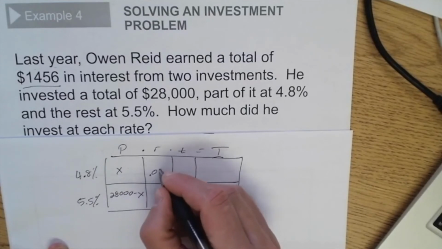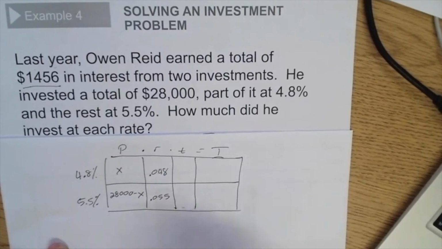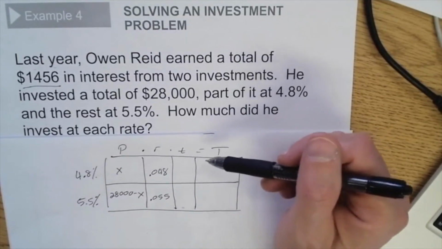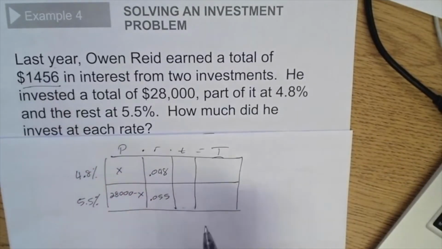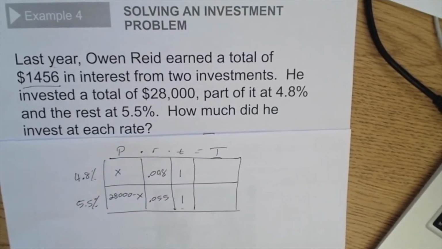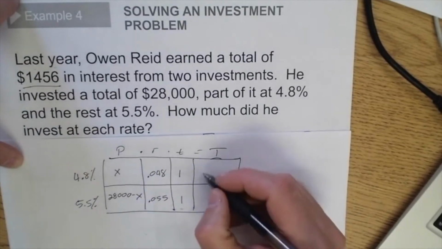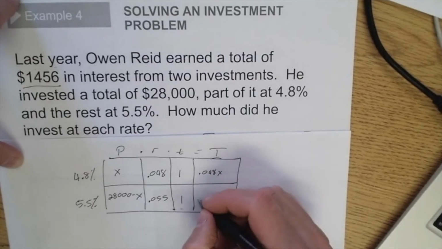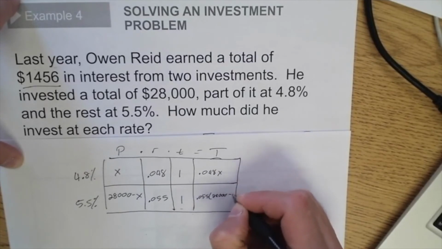All right, so the rate as a decimal will be 0.048 and 0.055. Now with time, sometimes the problem won't give you anything about time, and if that's the case, just put in a 1. In this case, it does talk about last year, so it does imply that each investment was 1 year. But again, sometimes it won't say anything about the time. If that's the case, just put a 1 in for the time. All right, so the interest from the first investment is 0.048x. The interest from the second one is 0.055 times 28,000 minus x.